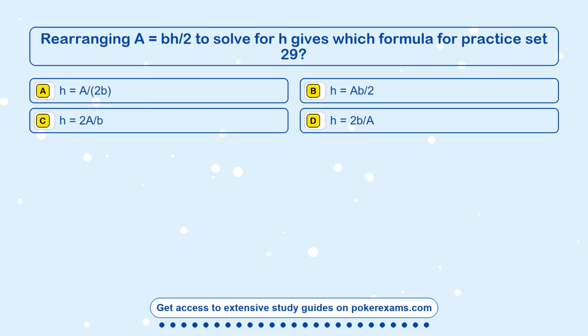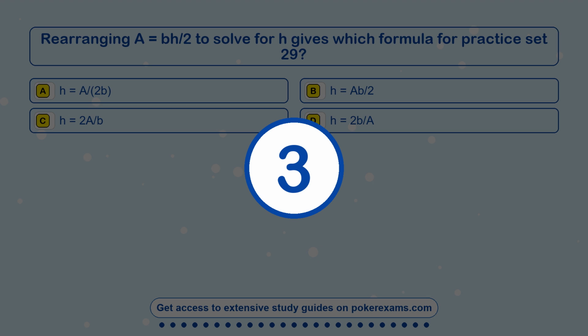Question 11. Rearranging A equals BH/2 to solve for H gives which formula for practice set 29? Option A H equals A/2B. Option B H equals AB/2. Option C H equals 2A/B. Option D H equals 2B/A.